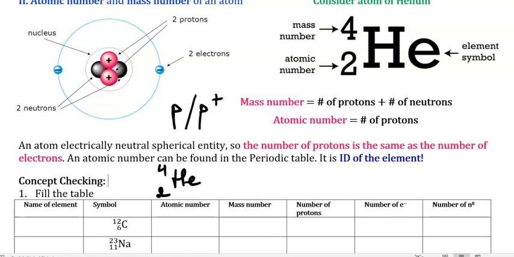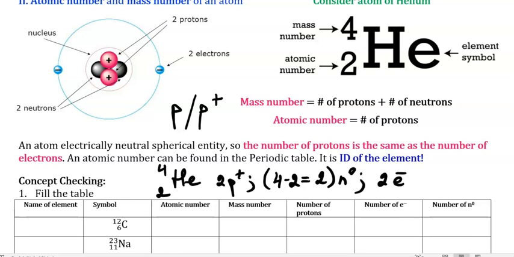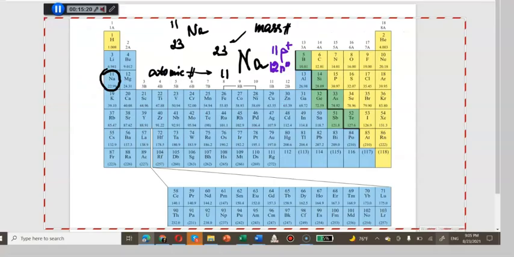So the one atom of helium has 2 protons, 4 minus 2, that means 2 neutrons, and 2 electrons. How did I get this information? From the periodic table. See? 2 and 4.